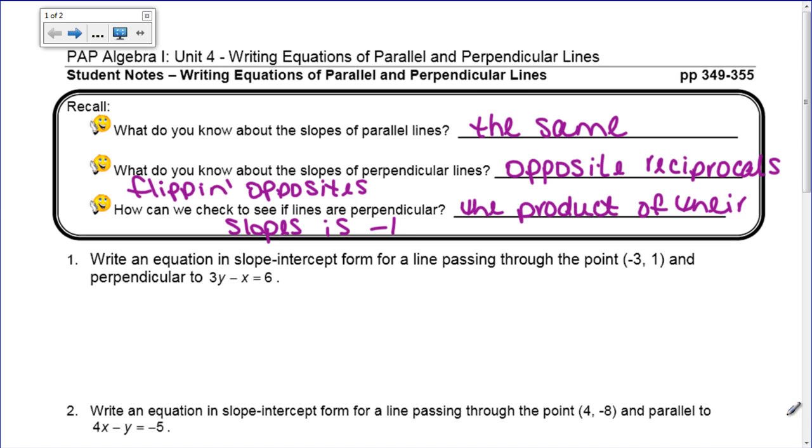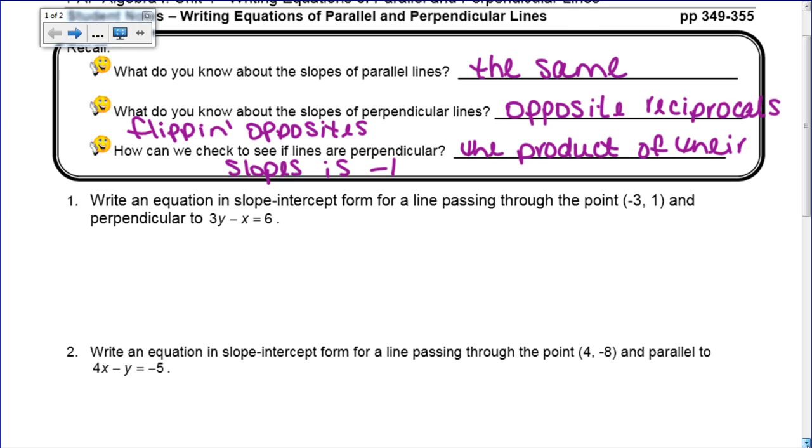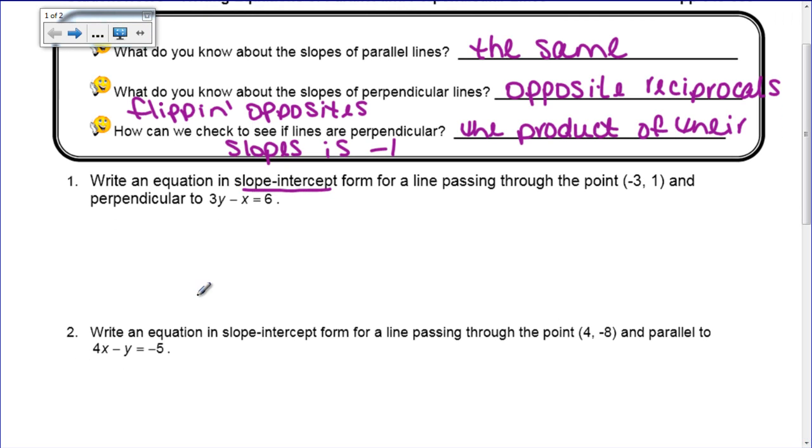So let's whiz through a couple of examples really quick. Number 1 says, write an equation in slope-intercept form, so we want it to end up looking like y equals, for a line that passes through this point and is perpendicular to this line. Well, before I can find the slope, I need to solve this for y. Y has got to be by itself. That is the only thing that you didn't have to do today when you were doing these problems. So we're going to get y by itself first by adding x to both sides. So I have 3y equals x plus 6. And then I'm going to have to divide everything by 3. So I end up with y equals, there's a 1 in front of this x, it's invisible, but there is a 1, so this becomes 1/3 x plus 2, because 6 divided by 3 is 2.